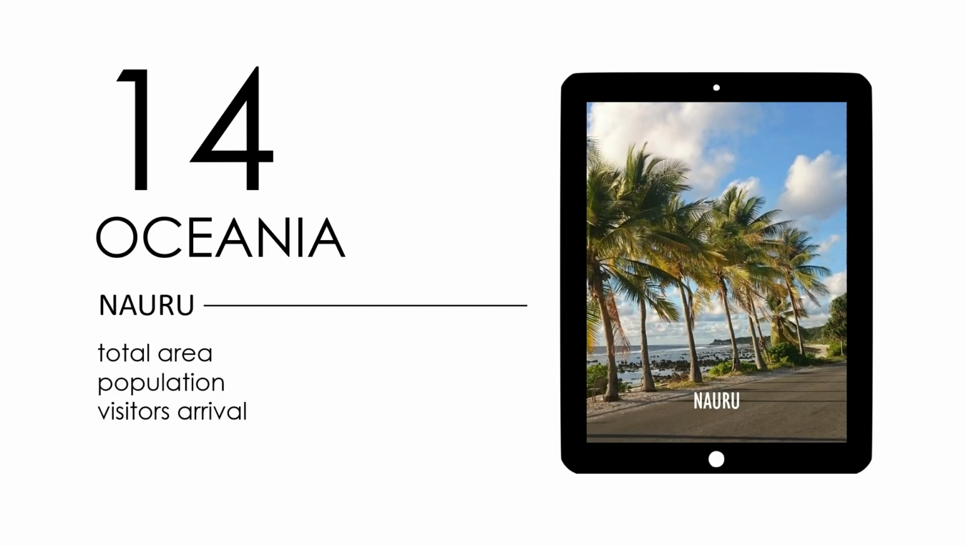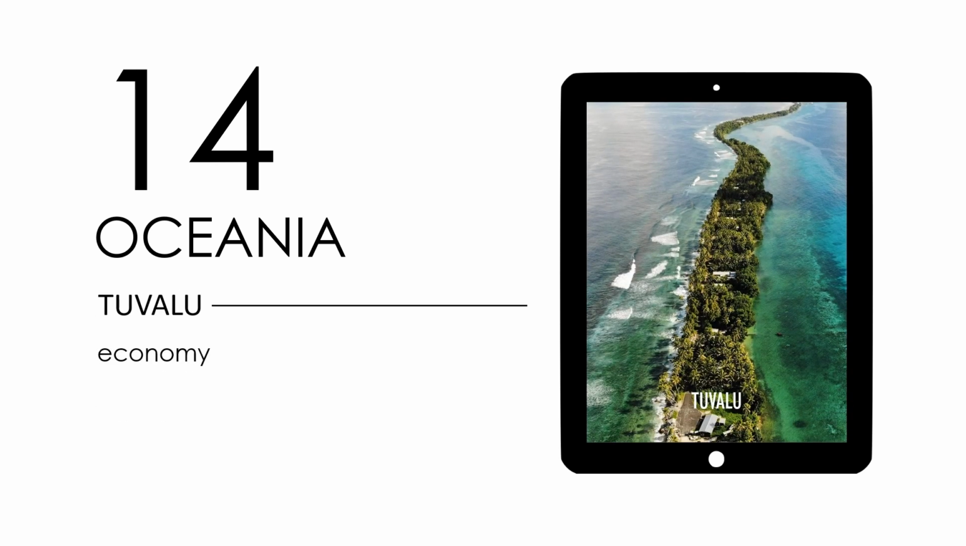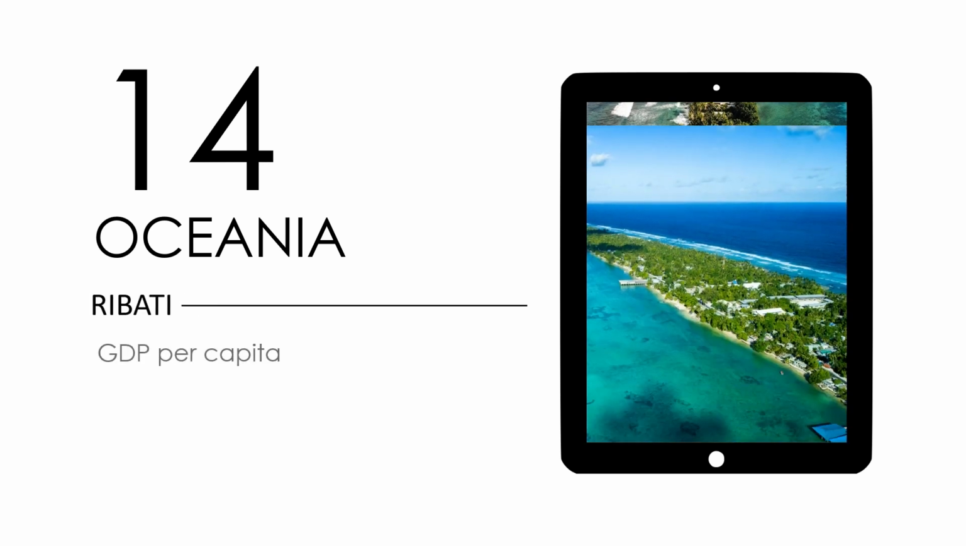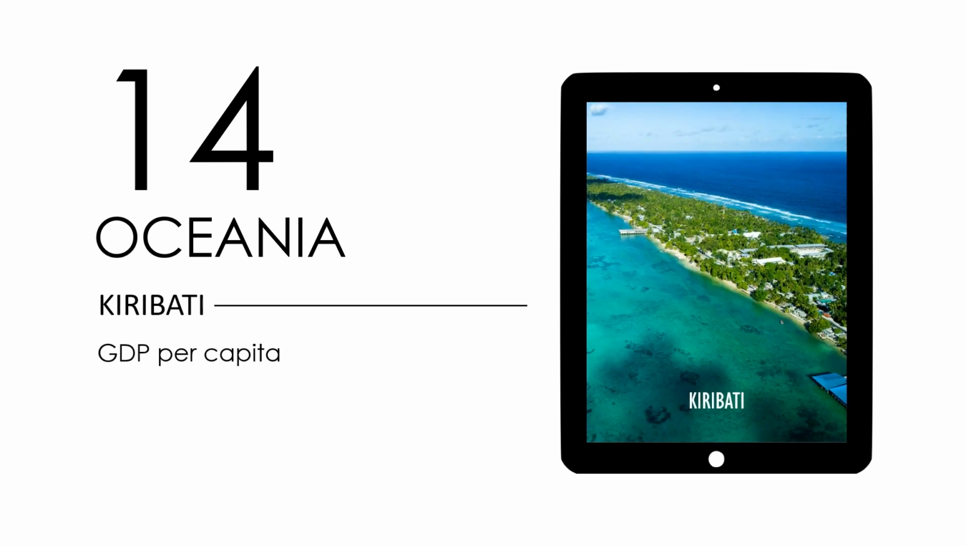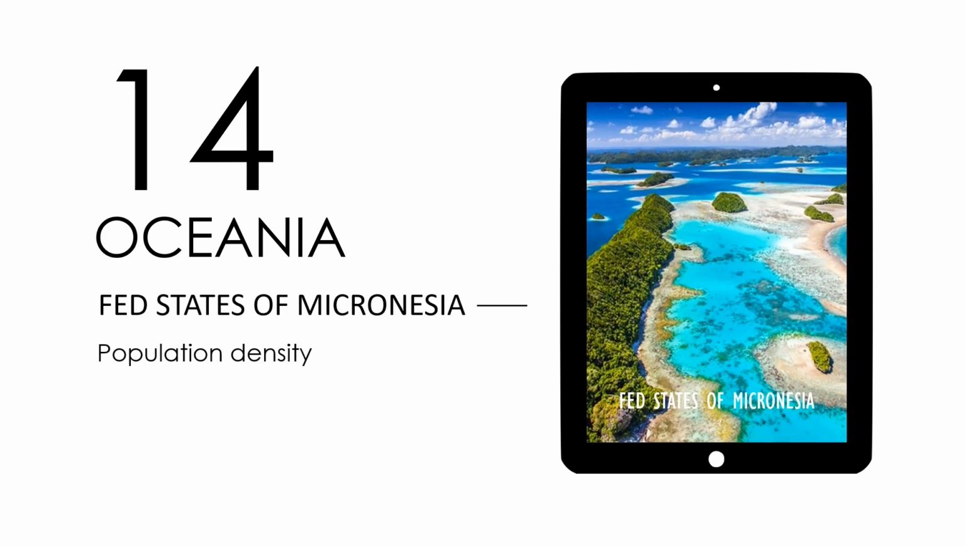Nauru is the third smallest country in the world and the smallest in Oceania. It is also the least populous country in Oceania and the least visited country in the world. Tuvalu has the smallest economy, while Kiribati has the lowest GDP per capita among the 14 countries. Federated States of Micronesia is the most densely populated country in Oceania.